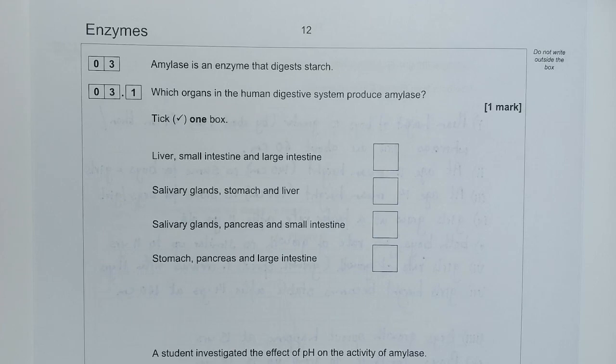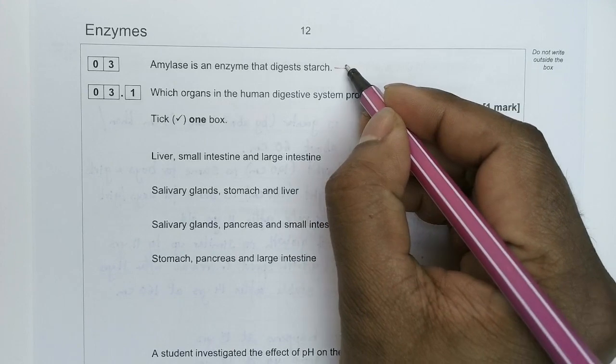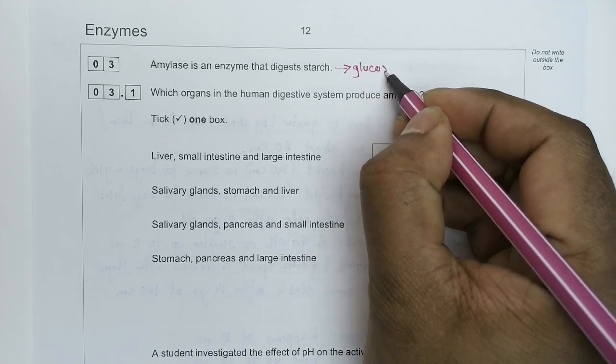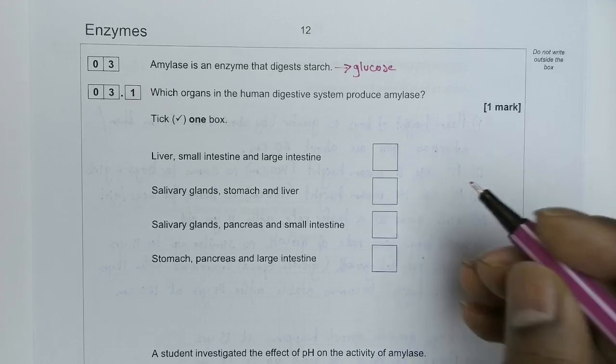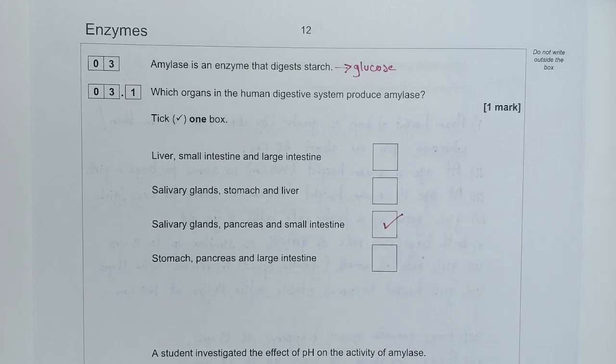Question number 3, amylase is an enzyme that digests starch. So remember, starch is broken down into glucose by amylase. Which organs in the human digestive system produce amylase? So liver, small intestine, large intestine. That's not correct. Salivary glands, yes. Stomach, no, because it is acidic. It produces hydrochloric acid. And the third one, salivary glands, pancreas, small intestine. That is the correct answer. And stomach again is not the correct answer.